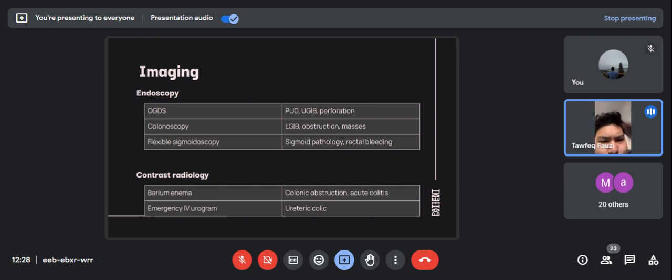Next, for contrast radiology, these imaging techniques have largely been superseded by CT scan actually, but in some cases they can still be useful. Barium enema can be used to find colonic obstruction, such as intussusception, and emergency IV urogram can be used to assess for ureteric colic, to find the location of the stone. Next, please.